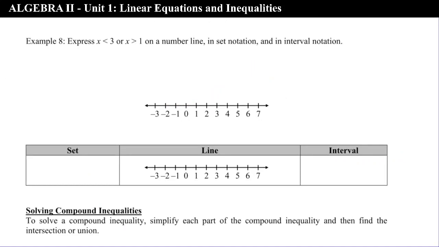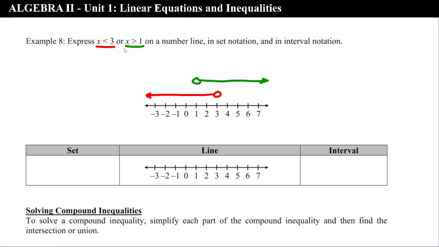All right, now let's move on to example 8. Express x is less than 3 or x is greater than 1 on a number line in set notation and interval notation. So more of the same. X is less than 3. Well, we've got 3 not being included. And since it's less than, we're going to the left. Or x is greater than 1. Well, we're not including the 1, and we're going to the right.